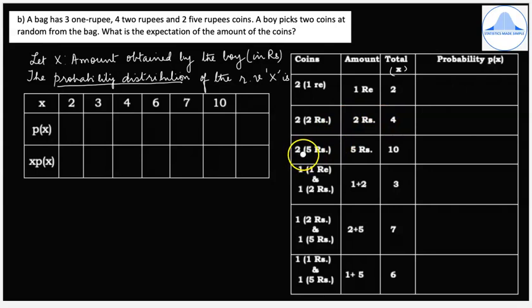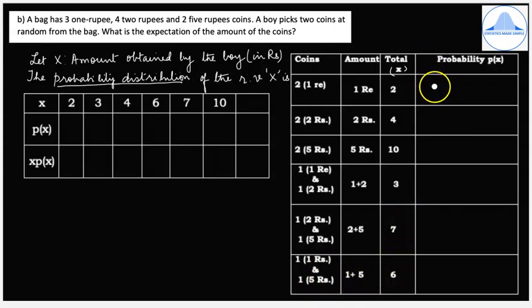So it is 2 into 5 is 10. Or there is a possibility he can pick one 1 rupee coin and one 2 rupee coin. So 1 plus 2 is 3. Or he can pick one 2 rupee coin and one 5 rupee coin. So it will be 2 plus 5 is 7. Or lastly, he can pick one 1 rupee coin and one 5 rupee coin. So 1 plus 5 is equal to 6.